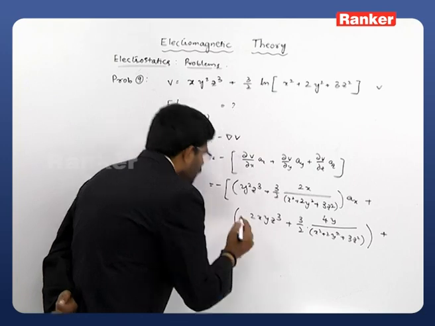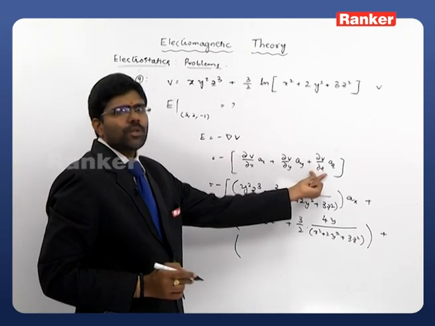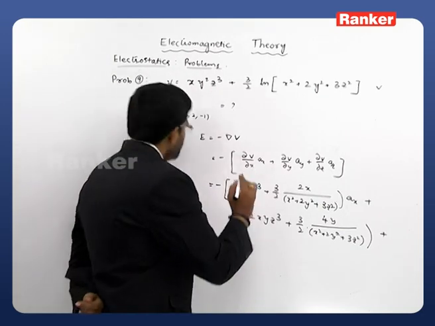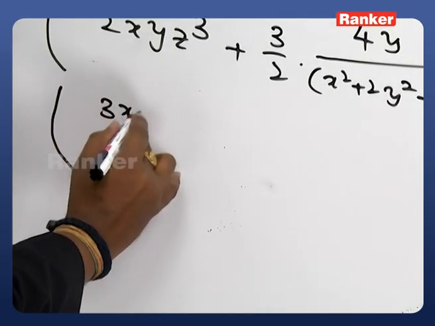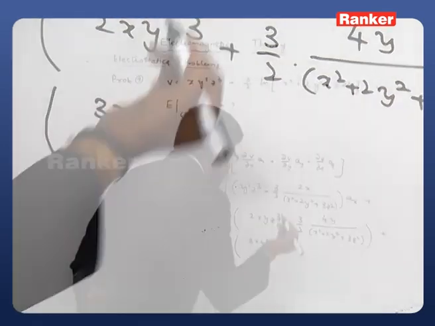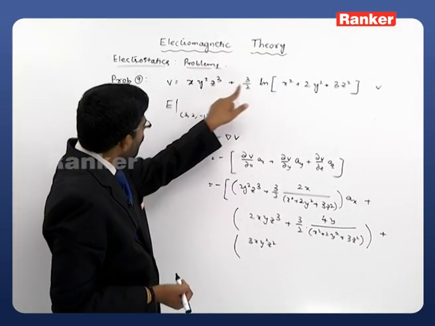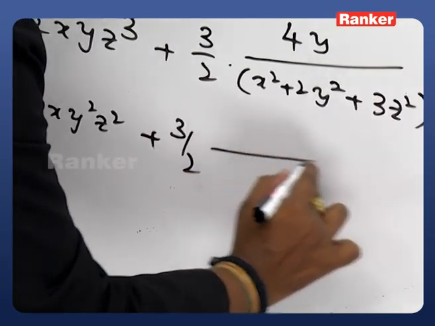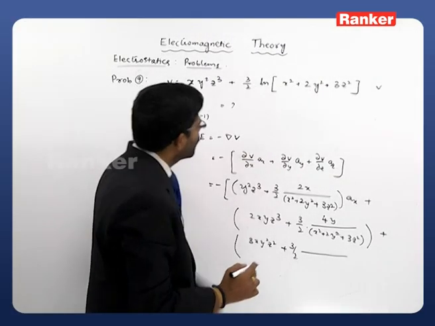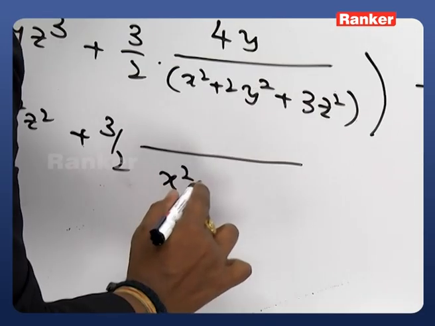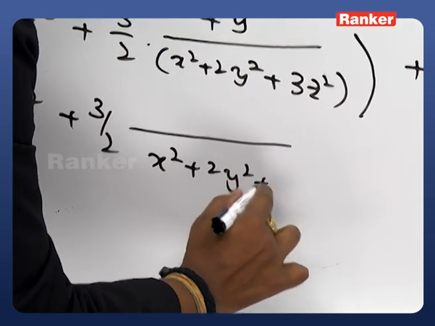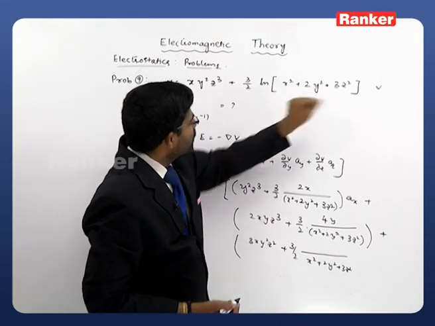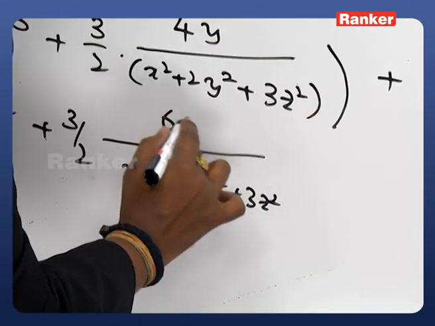The third term is the differentiation with respect to z. The differentiation with respect to z for the first term is 3xy square z square, and for the second term plus 3 by 2, and in the denominator, since it is once again a logarithmic function, x square plus 2y square plus 3z square, and in the numerator the internal differentiation is 6z.